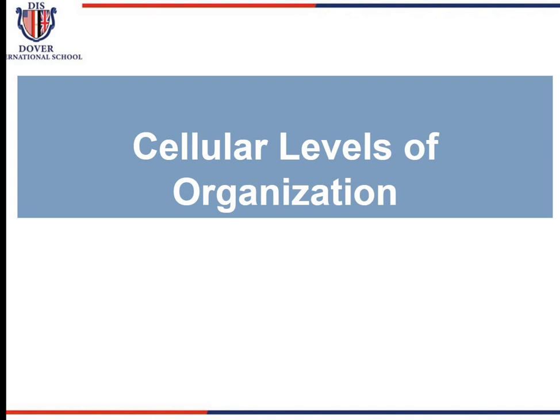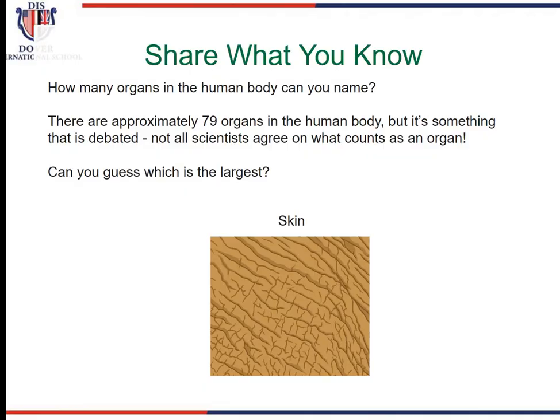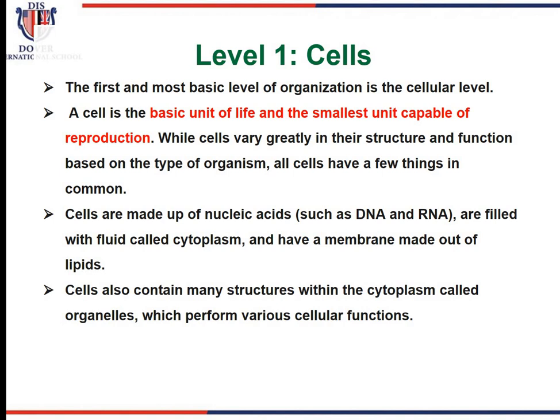Lesson 1, we talked about the cellular levels of organization. We said that the skin is considered the largest organ in my body. And when we talked about the levels of organization, we said that the smallest level is the cell. And then I have tissues, organs, and organ system. So, what's the meaning of each one?